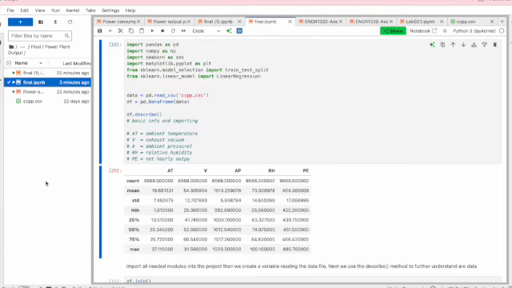In the code, we import all the modules we need in the project, and then we create a variable that reads the data file that we have.